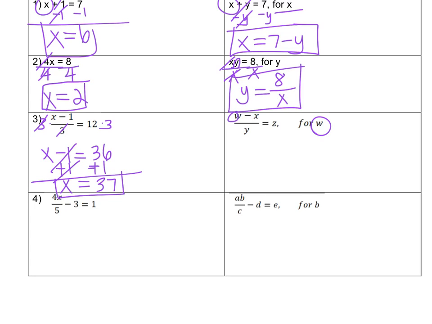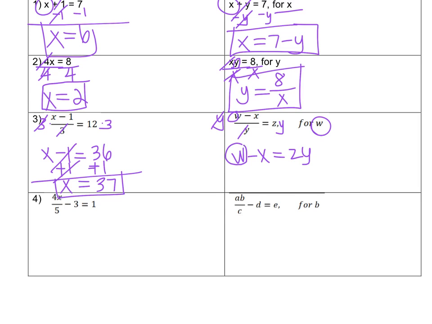Well, the opposite of dividing by y would be to multiply by y. So I would need to multiply each side of this equation by y, which would leave me with w minus x equals z times y.